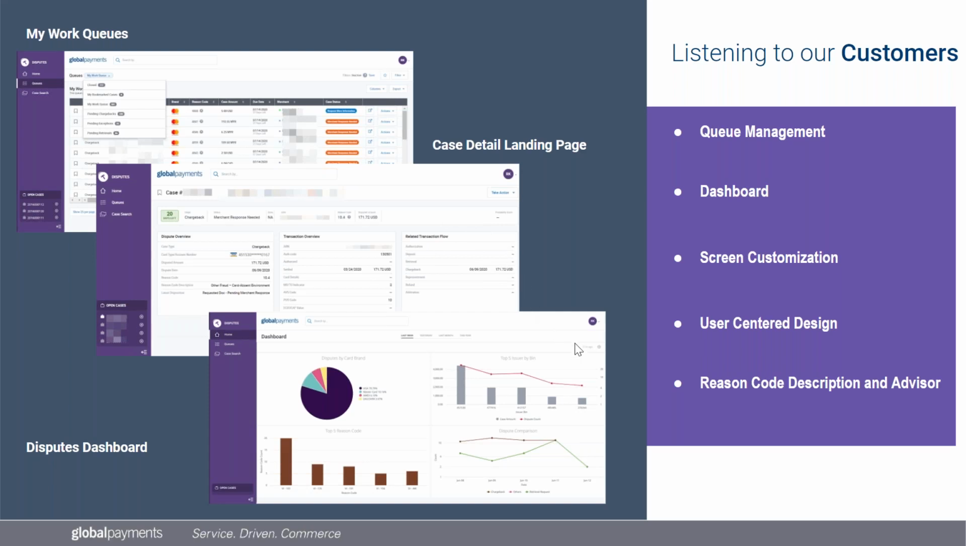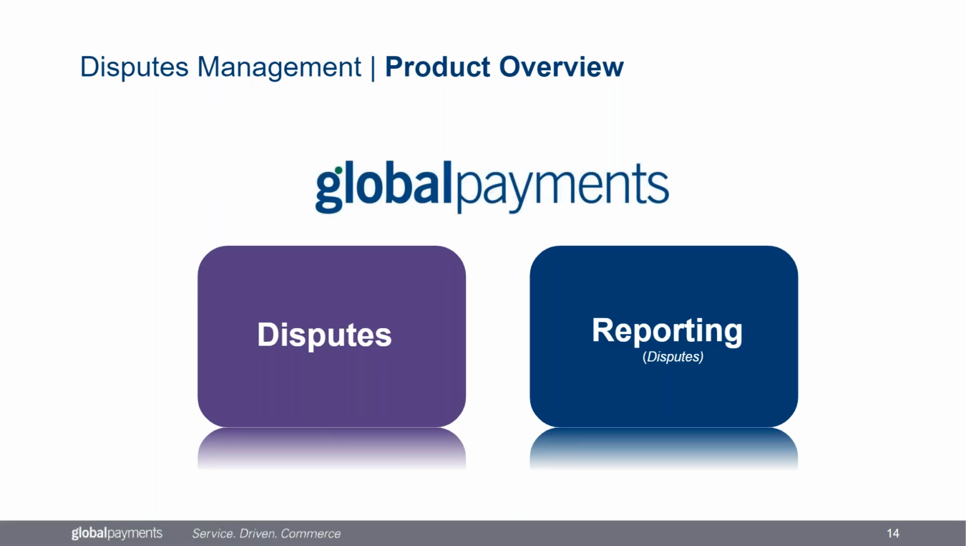And then we also have something new called the dashboard. So again, the dashboard is really looking at the dispute information. It's really a snapshot of your daily data. But again, we'll talk about that further. And I wanted to point out that a lot of this information was built based on listening to our customers, in organizing the data, providing a quick view of the dispute data, the screen customization, and then we also have things like reason code descriptor and advisor. So let's get into the details.